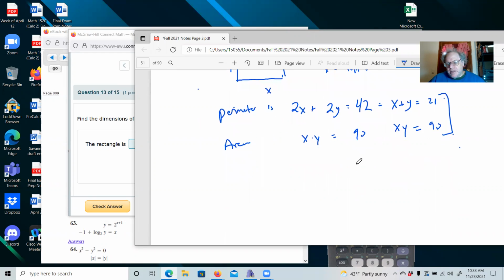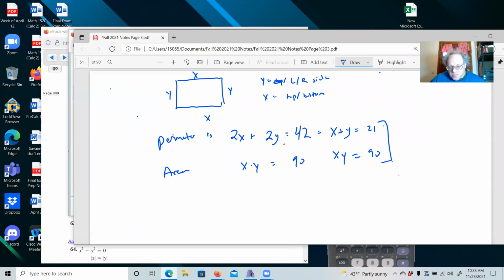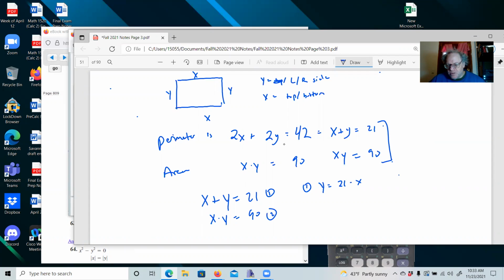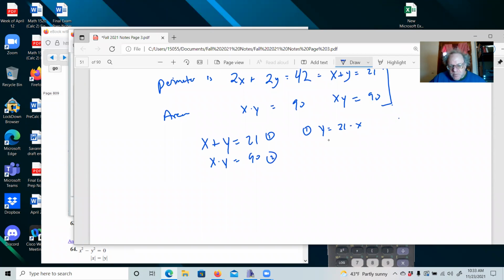Now it is up to you to decide how to solve this the rest of the way. We have x plus y equals 21, x times y equals 90. What I recommend is using substitution. From equation 1, y is equal to 21 minus x, subtracting x from both sides. Then we take that into equation 2: x times y, where y is 21 minus x, is equal to 90.